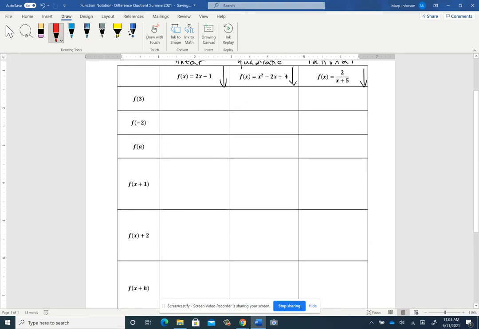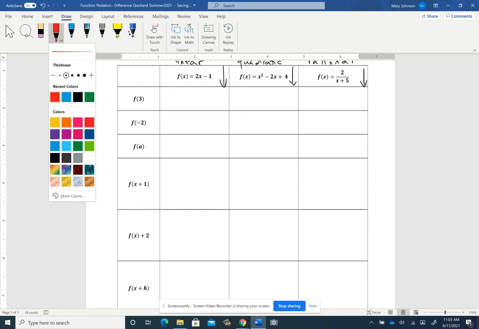All right, so we're trying to just find f of 3. That's the situation where what you're going to do is just plug 3 in for the variable that you have. So 3 is your input.